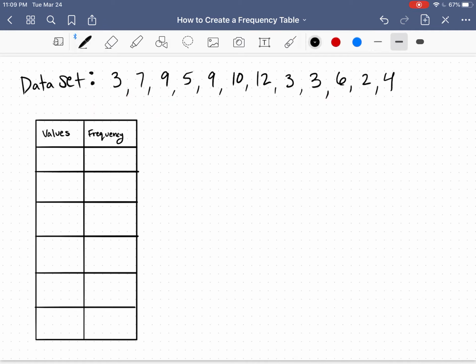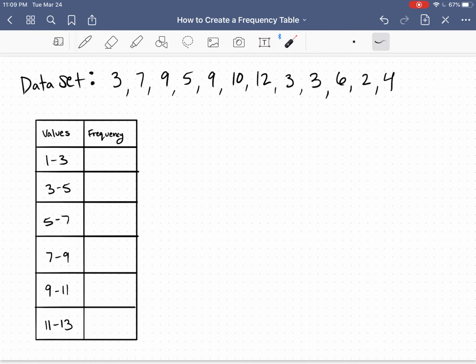Now for my frequency table, I'm going to do it by intervals so that I don't have to include every single number in my table. So I'm going to do the interval 1 to 3, 3 to 5, 5 to 7, 7 to 9, 9 to 11, and 11 to 13.